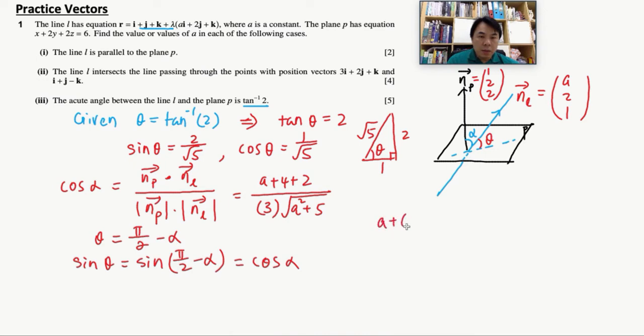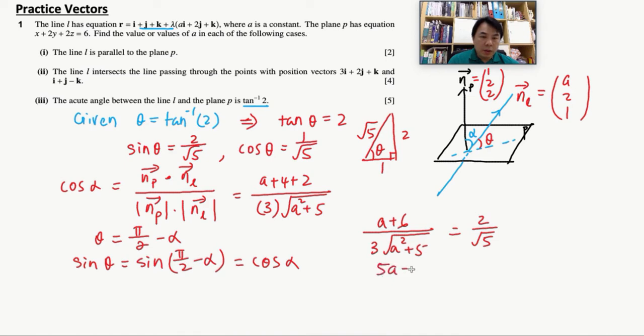So therefore, we can say that (a + 6) over the square root of (3a squared + 5) must be the same as sine theta. So sine theta is 2 over sec phi here. And from here, all you need to do is just solve for a in this case. Right? So let's give that a try.